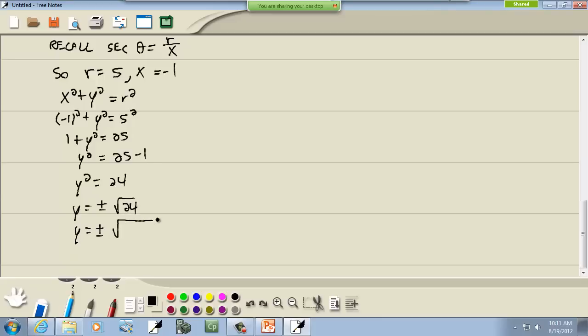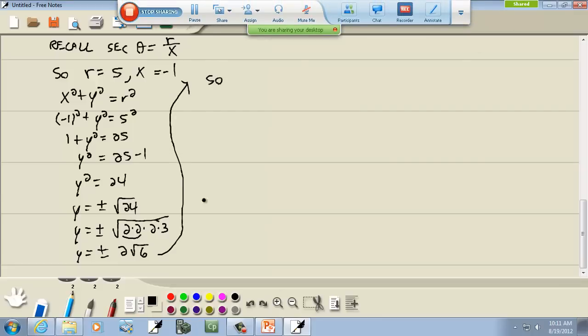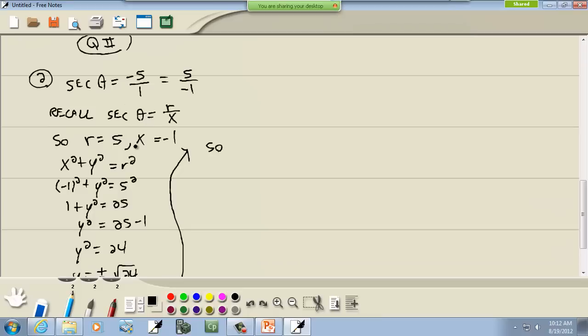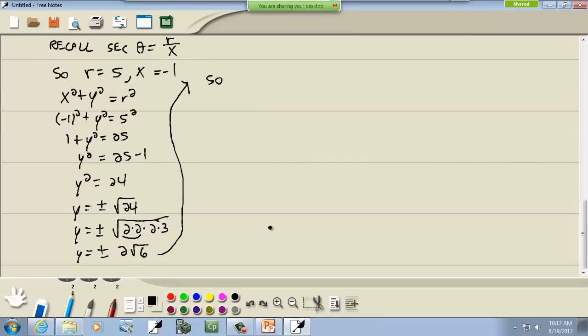Now 24 is 2, 4, 8, 24, like that. We're looking for a pair of numbers, so here's a pair of 2s, so that's going to come out, or a pair of anything, I should say. So we got y is equal to plus or minus 2 square root of 6. Let's look at our quadrant. We pick quadrant 2. Y is positive here. So down here, the y we're going to be working with is positive. So we have y is equal to 2 square root of 6.